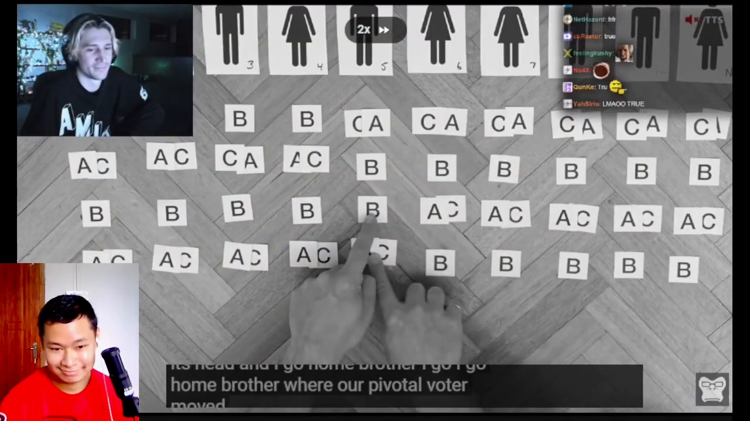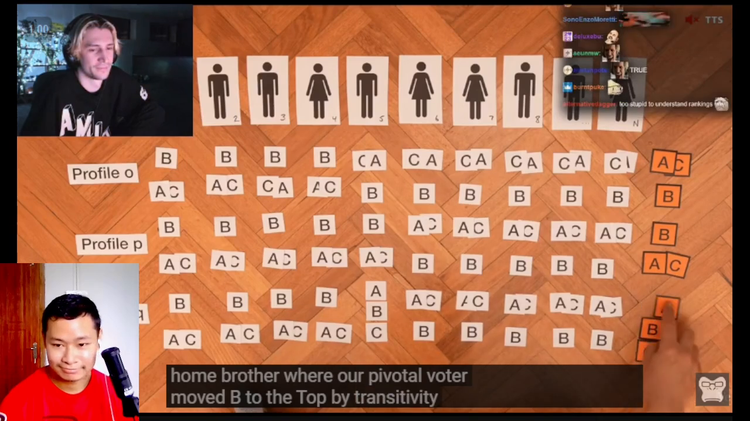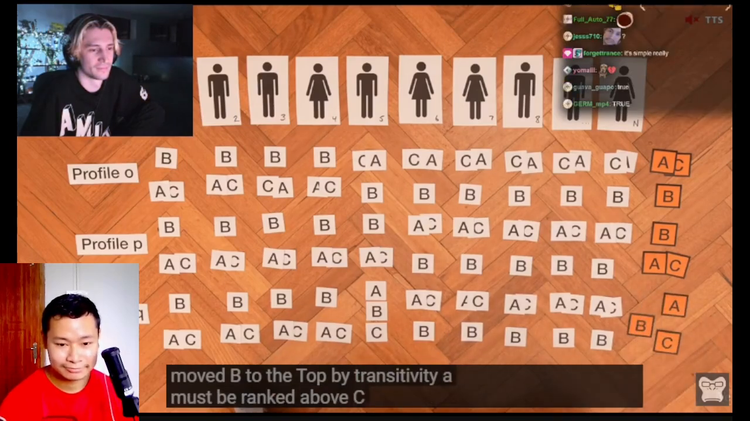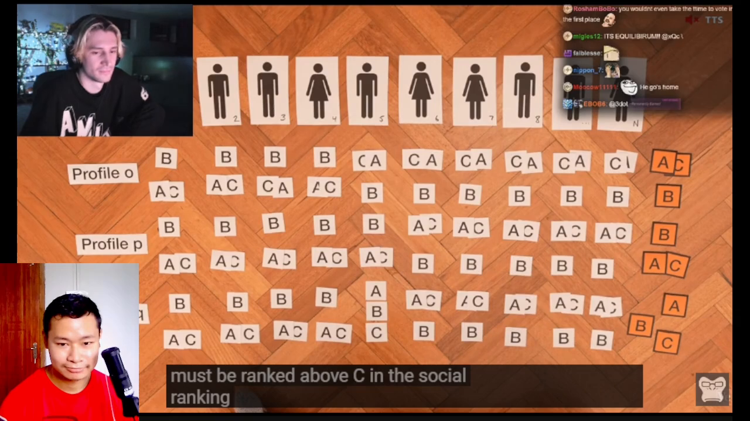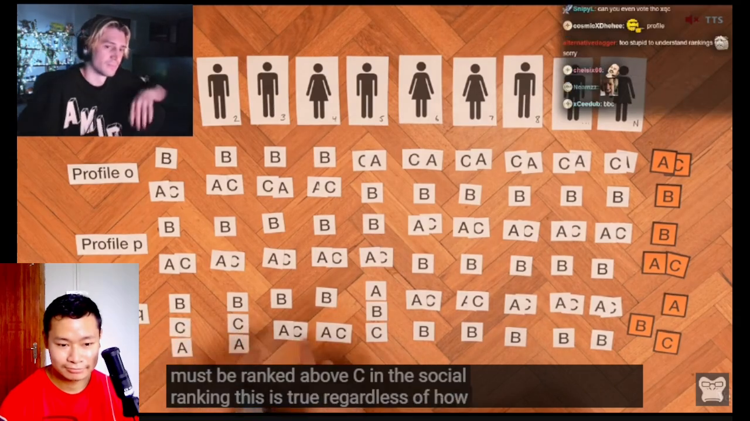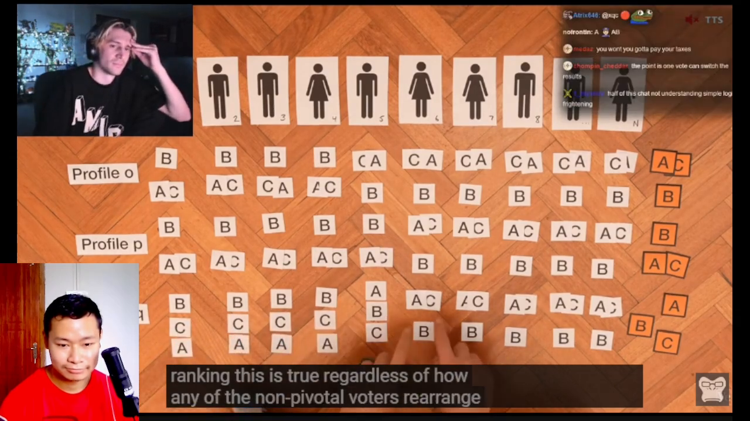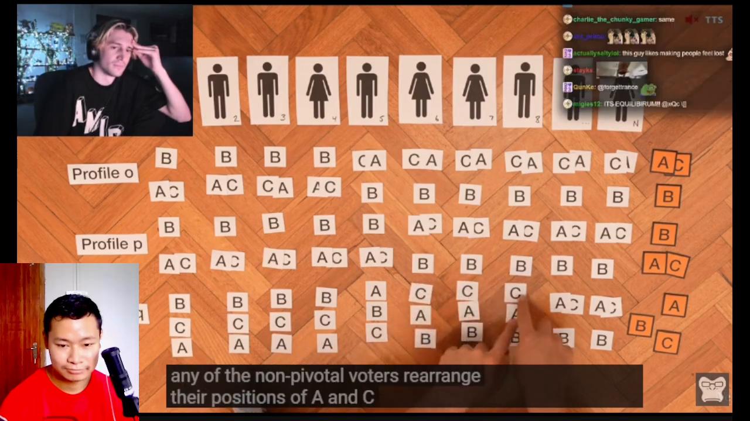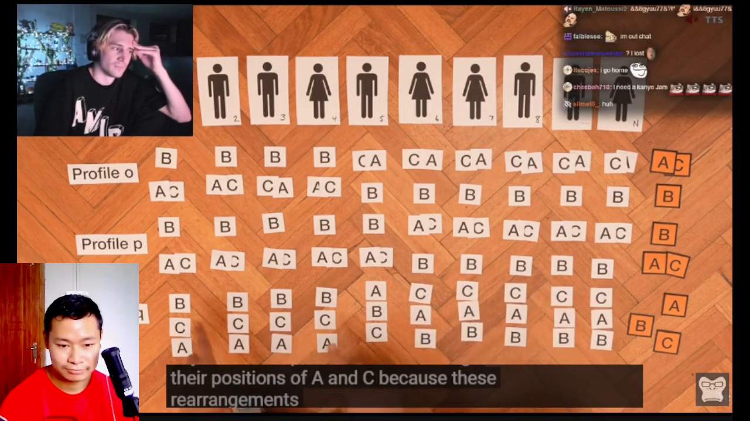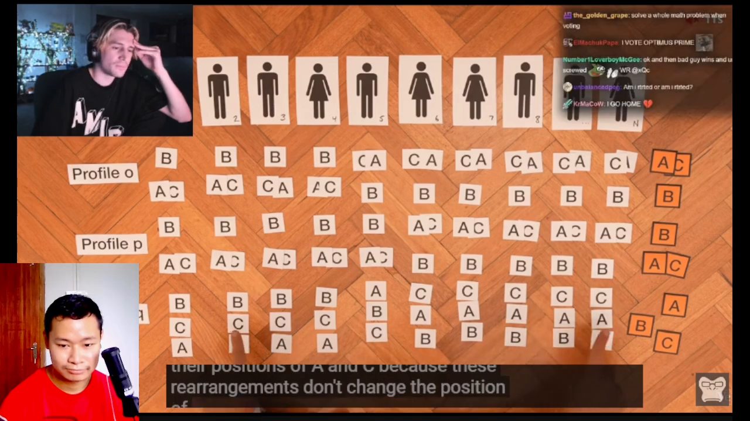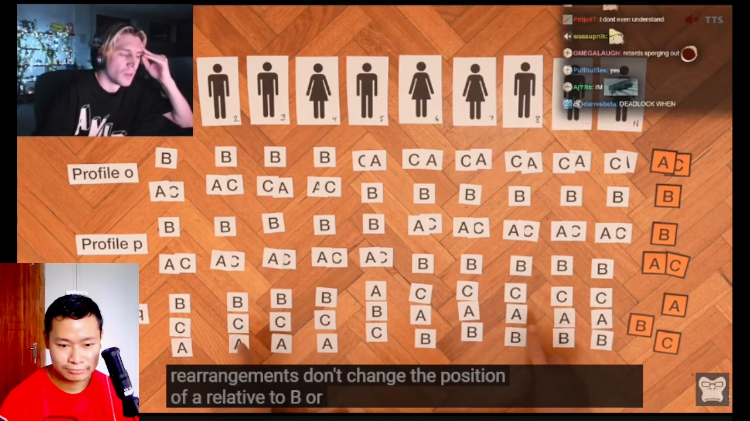Where our pivotal voter moved B to the top. By transitivity, A must be ranked above C in the social ranking. This is true regardless of how any of the non-pivotal voters rearrange their positions of A and C, because these rearrangements don't change the position of A relative to B or C relative to B.